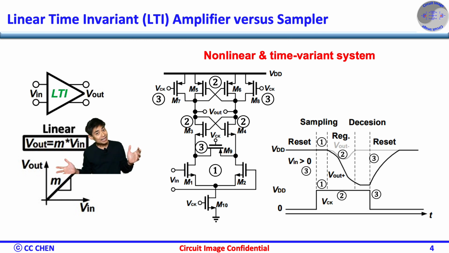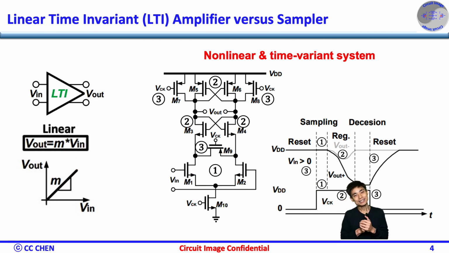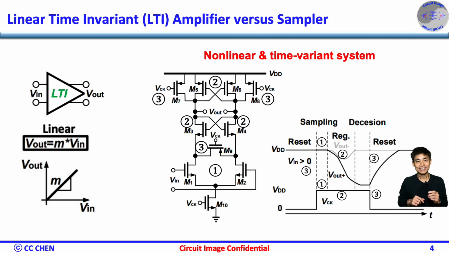Is that the same case for a sampler? Of course not. First, the sampler is a nonlinear amplifier because of the regeneration latches. Secondly, the sampler is a time-variant system. Think of all the operations in time: the sampling, the regeneration, and reset phases. So, first, how do we calculate the output noise of a sampler if it's not a linear amplifier with small signal modeling? Second, how do we get a sampler gain if it's a time-variant system?